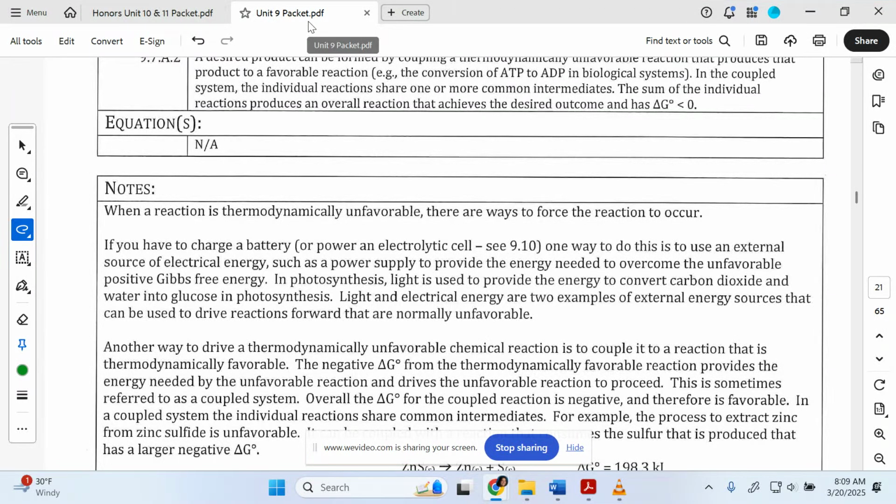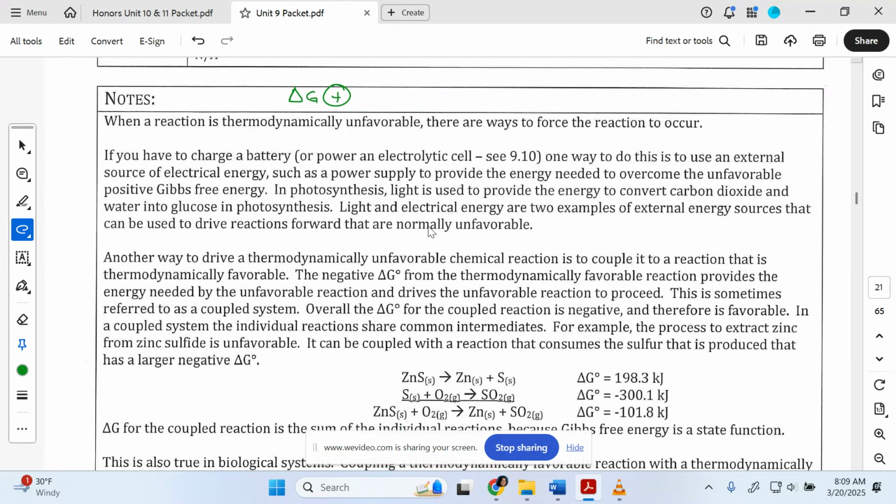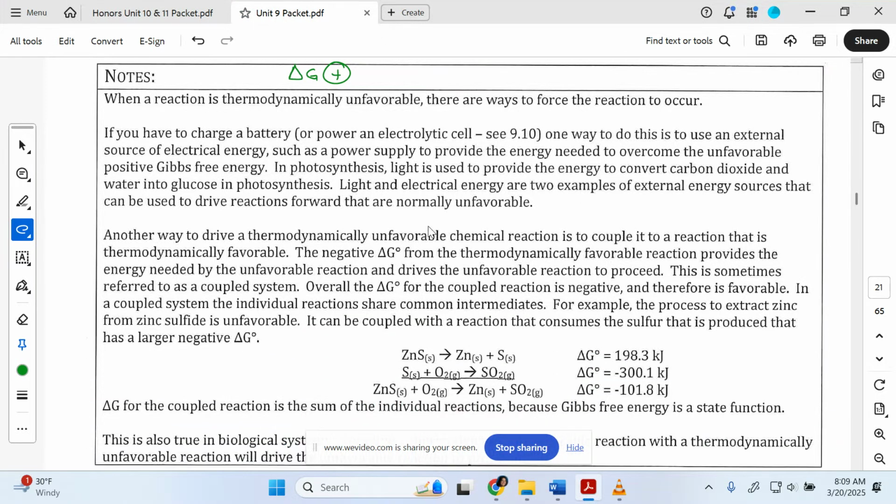So when reactions are thermodynamically unfavorable, meaning that their delta G is positive, there are ways to force the reaction to occur. For example, your cell phone or Chromebook battery, when it's using the battery, that is going to be a negative delta G. That reaction is favored.